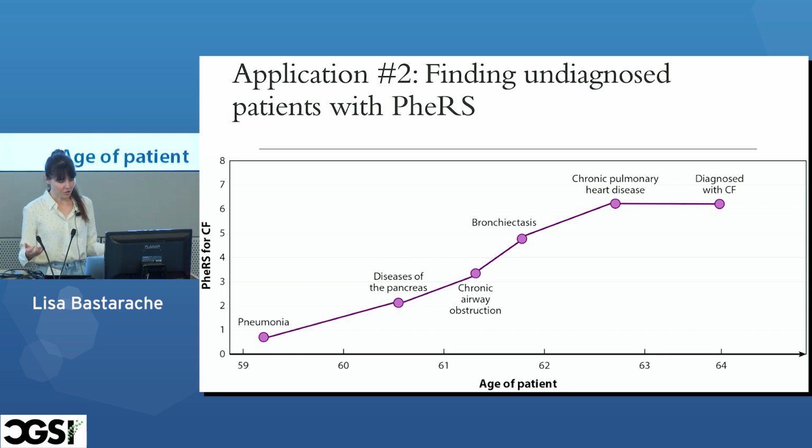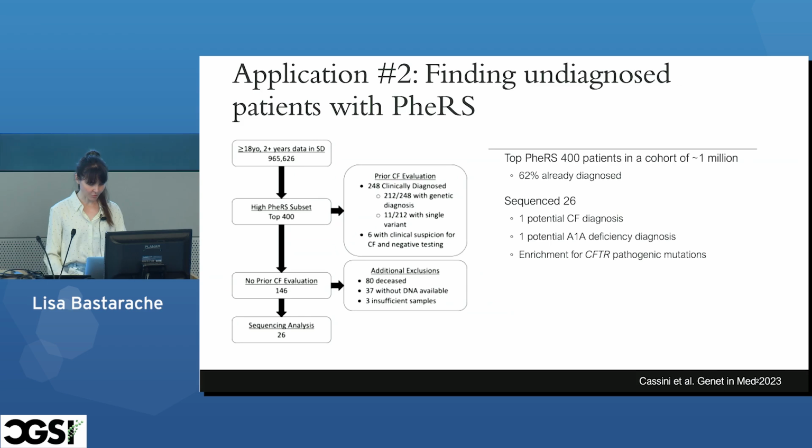Some of the encouraging early results that we saw for this application was that we looked at, in this case, adults who were diagnosed later in life with cystic fibrosis. And we found that many years prior to their diagnosis of CF, they had many of the key canonical features of this syndrome and very elevated phenotype risk scores.